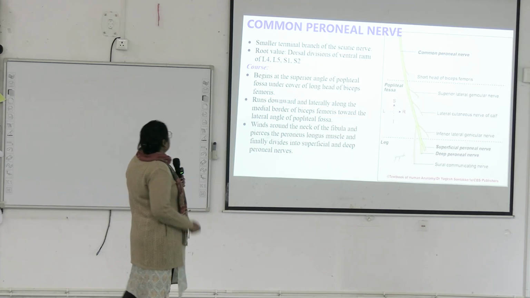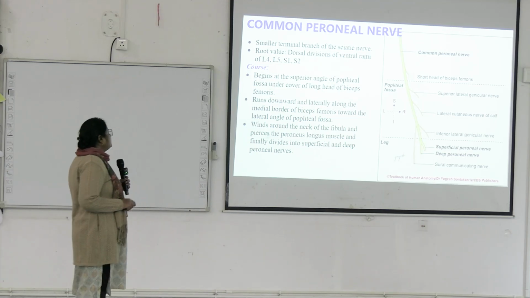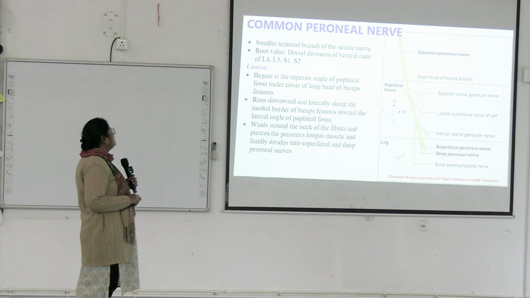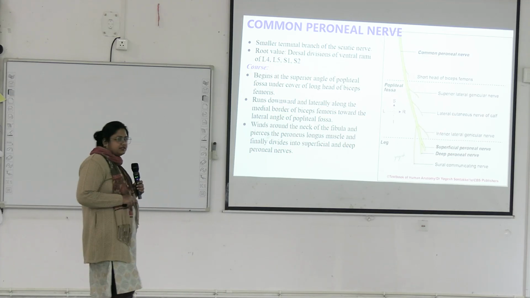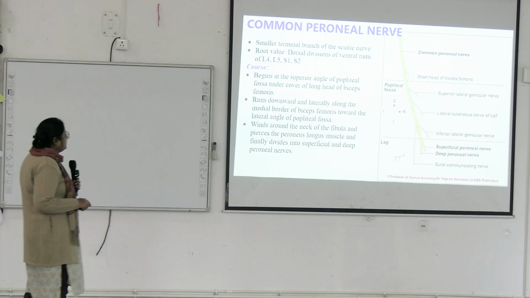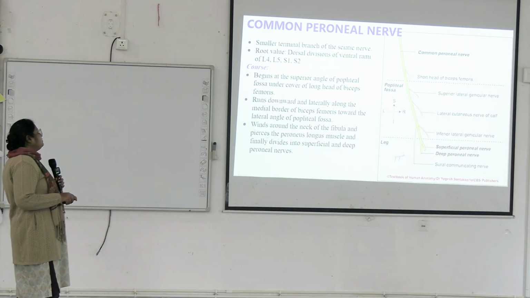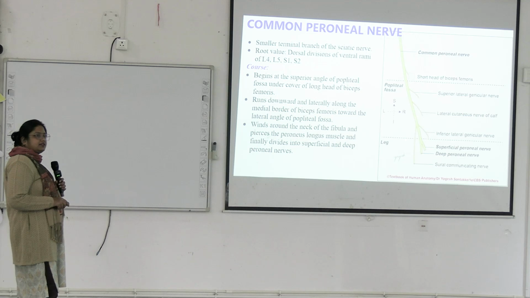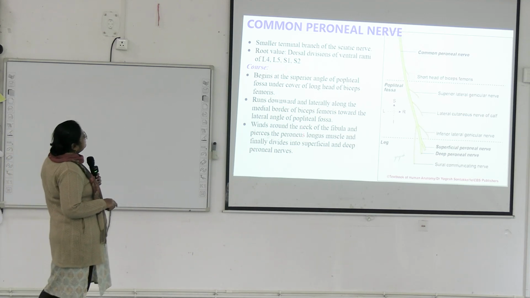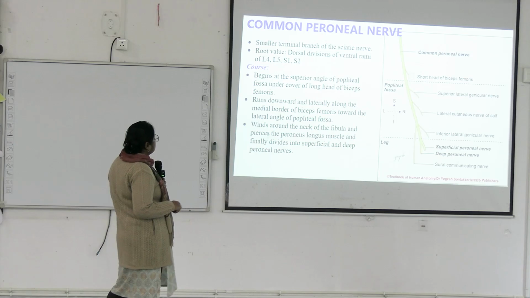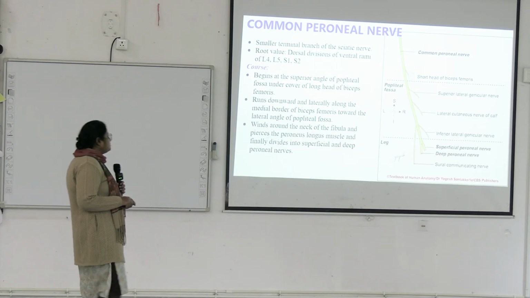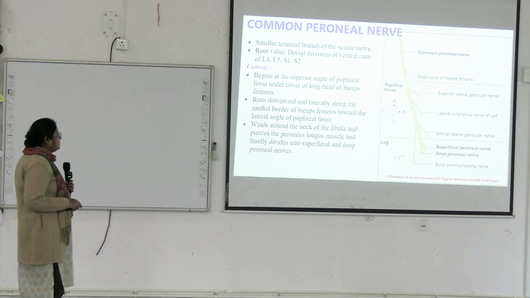So what is the course? It begins at the superior angle of the popliteal fossa under cover of the long head of biceps femoris, runs downward and laterally along the medial border of biceps femoris towards the lateral angle of the popliteal fossa, and it winds around the neck of the fibula and pierces the peroneus longus muscle and finally divides into superficial and deep peroneal nerves.